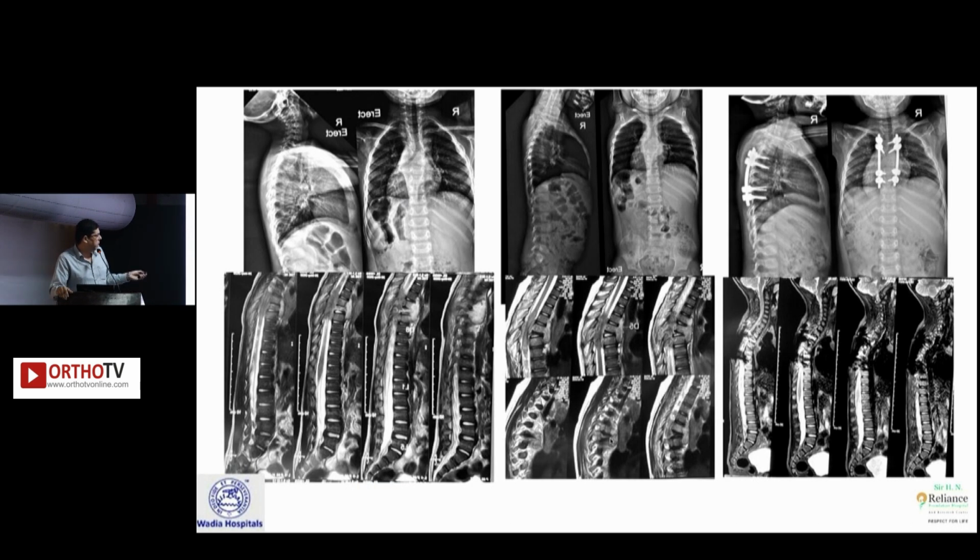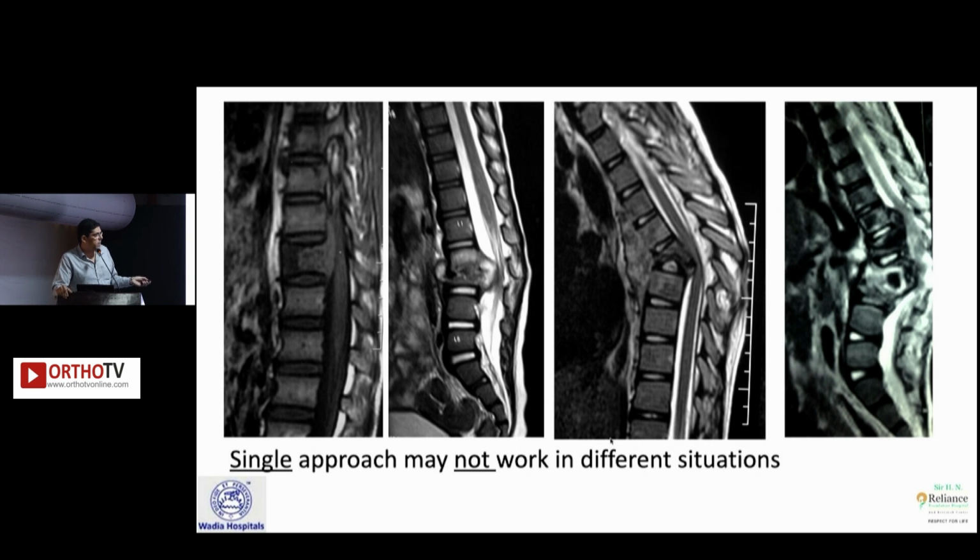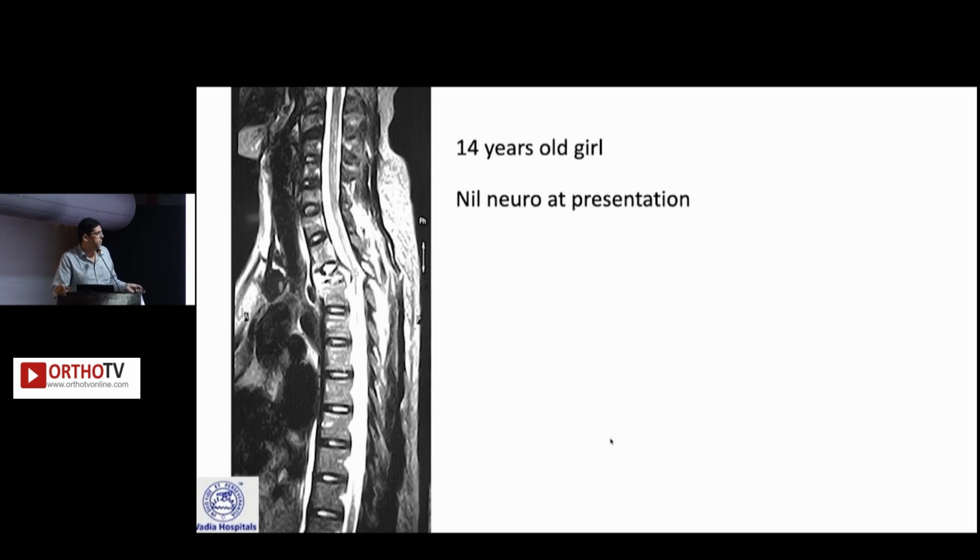Then this is another patient with dorsal tuberculosis, but biopsy was done, the patient continued to have worsening, and then finally required surgery because of a deficit. So there are different presentations, and all can't be treated the same way.